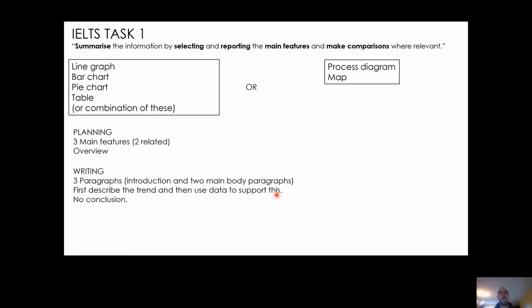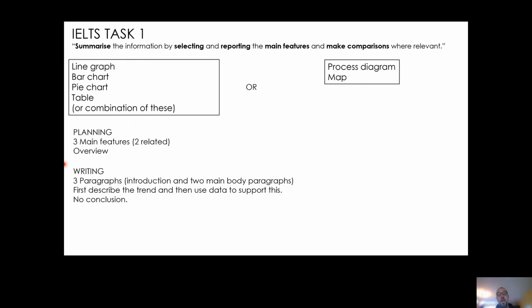Final thing to remember, in IELTS Task 1, you do not need a conclusion. Some people like to put their overview at the end of their Task 1, and that's absolutely fine. I always put it at the beginning because the overview is very important. You will lose marks if you don't have an overview.